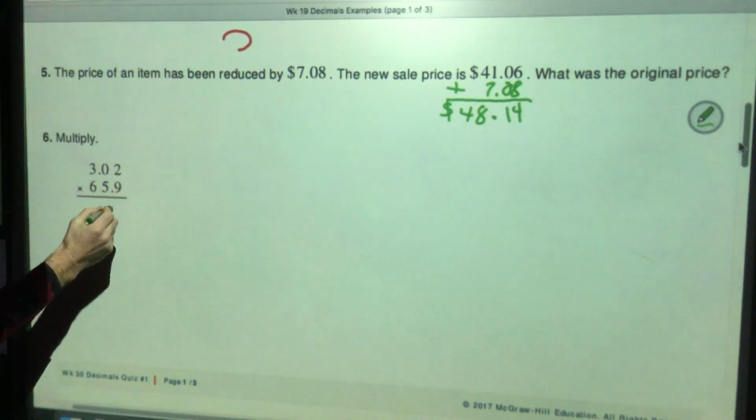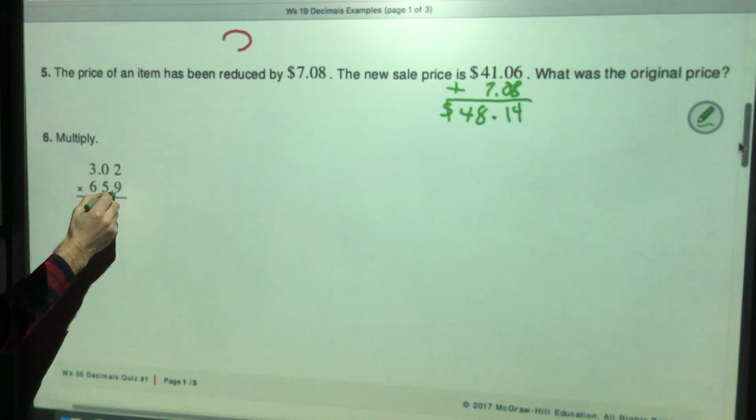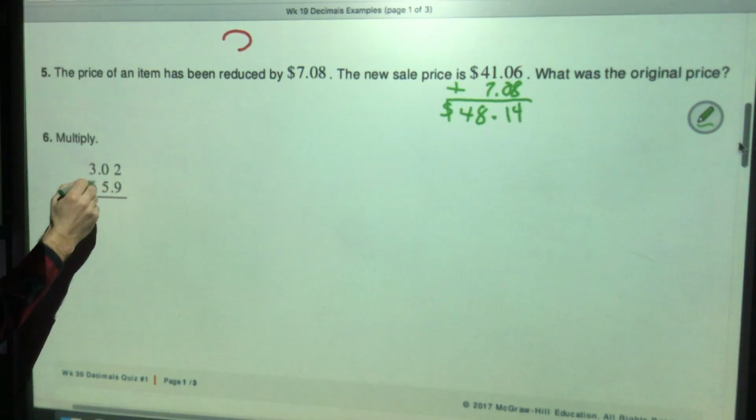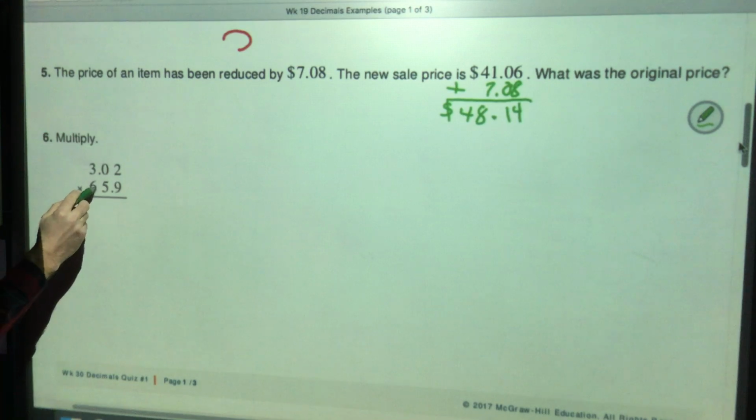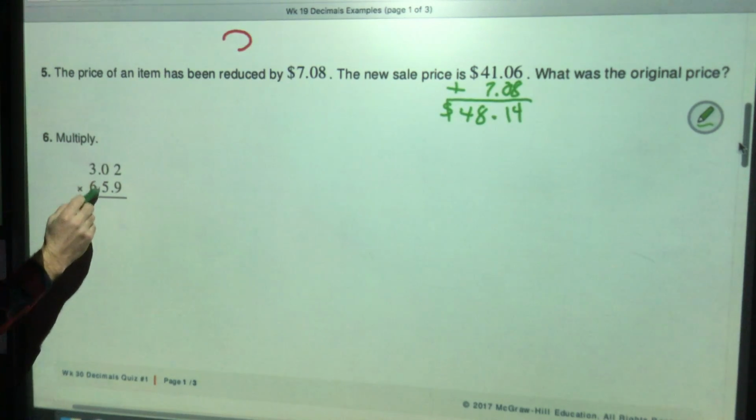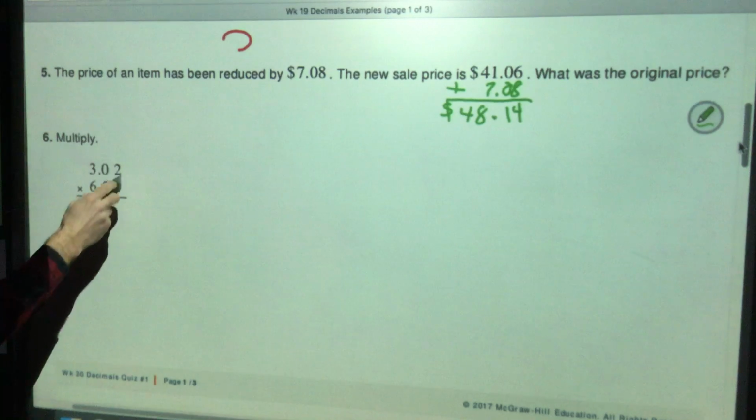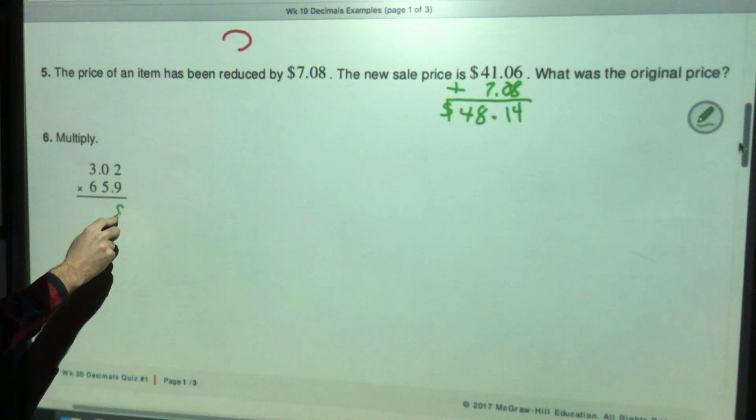Multiply. Okay, so we're going to ignore our decimals to the end. If you want to do your lattice method, you can, but I'm just going to do the good old-fashioned this times that, that times that, that times that. Now, it might be easier for me to flip these and put that on the bottom, but I'm just going to do it as it's shown here. Lots of methods.